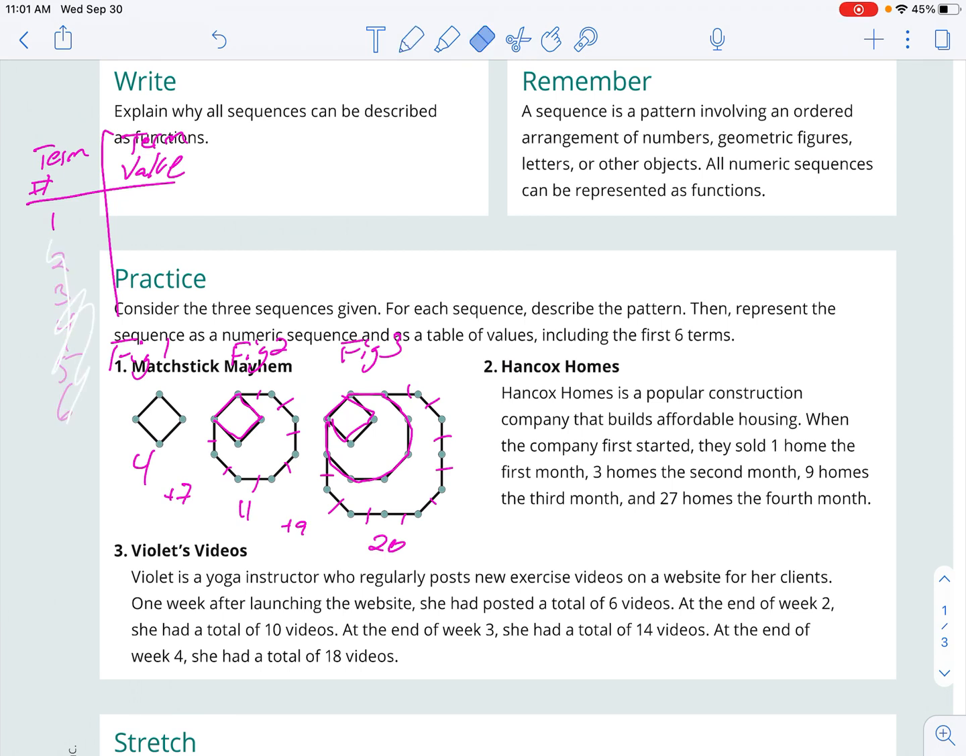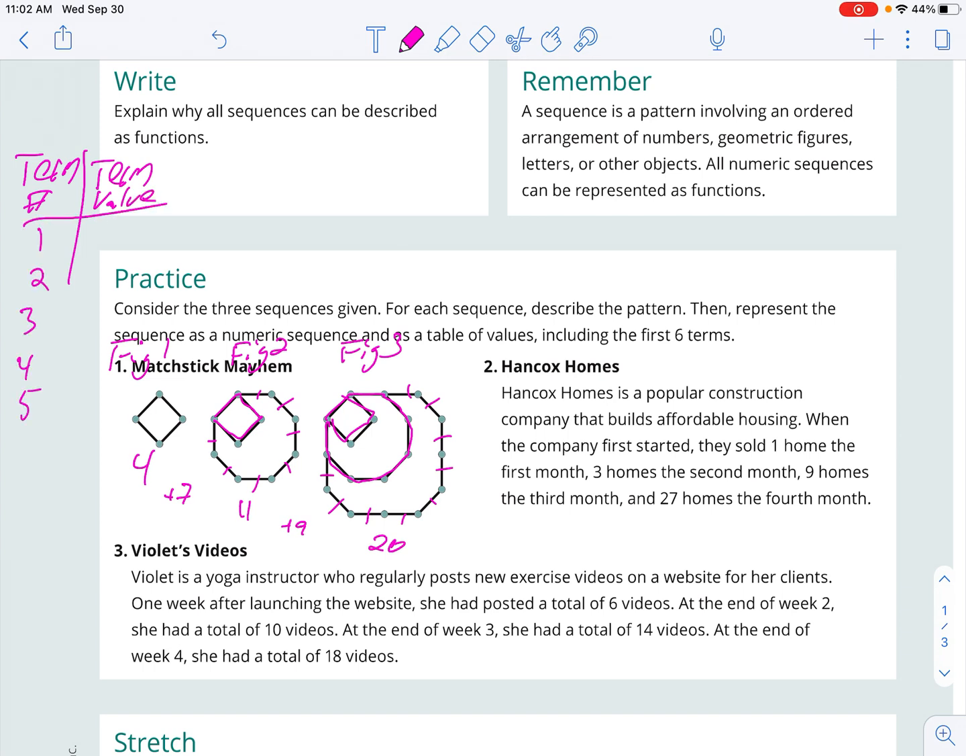Well, I'm going to run into my picture here. So let me try to sketch this out just a little bit better real quick. Slightly better. So for the first figure, we found we had 4 sticks. And on the second figure, we found we had 11 sticks. And for the third figure, we found out we had 20. Okay? And we said we increased by 7, we increased by 9.